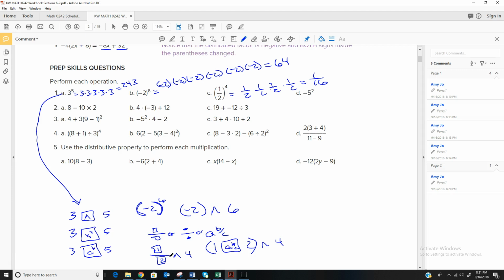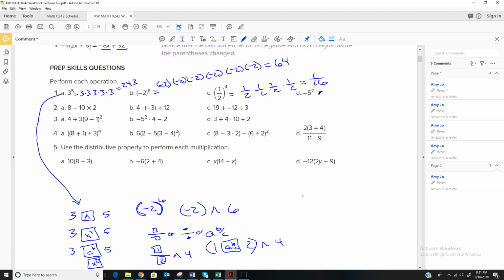Oh, that's a good point over here, too. Your button for your power may look like an X with a little box up here also, or a box with a box. It depends on your calculator. If you can't find it, just Google the name of your calculator and what you're trying to do. So if you had a TI-30, you Google TI-30 exponents, TI-30 fractions, and you will be able to definitely find it somewhere very quickly, I'm sure.